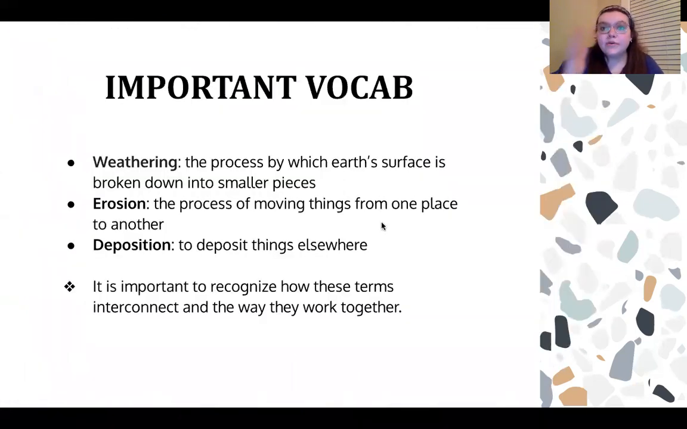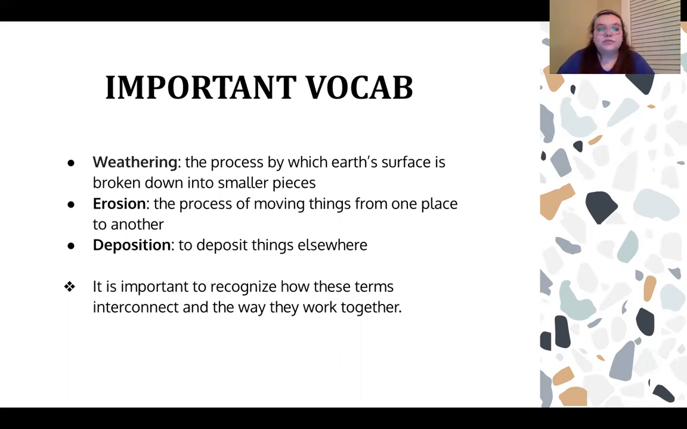Okay, so the important vocabulary that I would introduce is obviously the terms weathering and erosion. Weathering is the process by which Earth's surface is broken down into smaller pieces. Erosion is the process of moving things from one place to another. And deposition, that's one I haven't mentioned yet, that is to deposit things elsewhere. That's where the things that have been broken up in the process of weathering and erosion go. It's really important for students to understand that you cannot have one of these without the other. You can't have erosion without the initial weathering. You can't have weathering without erosion occurring, and deposition. It's really important for students to understand how those all connect.